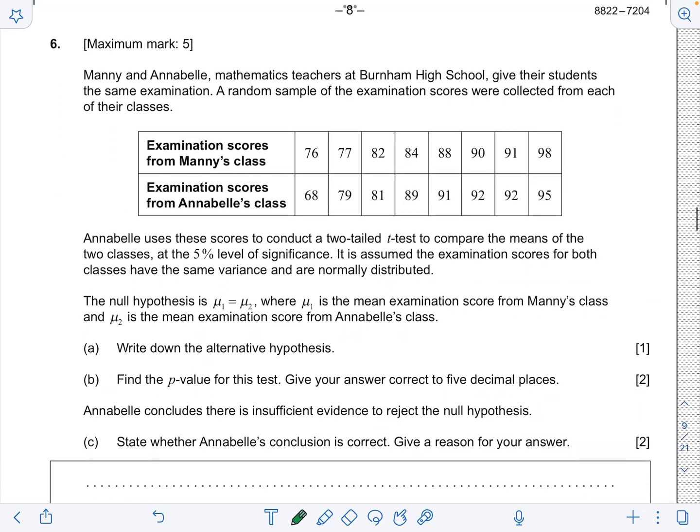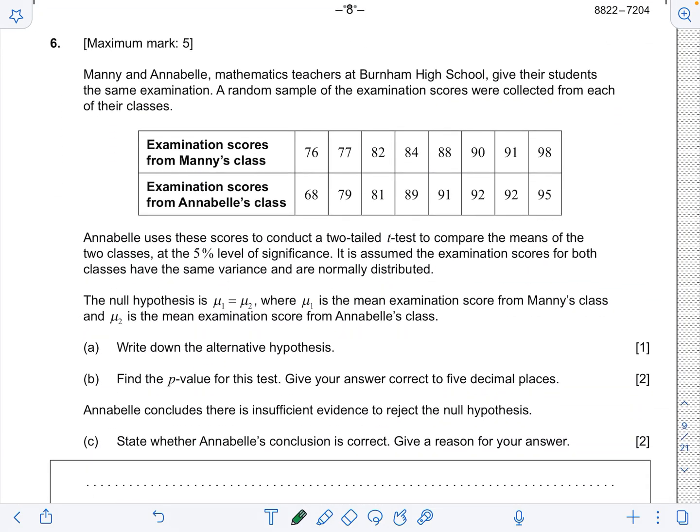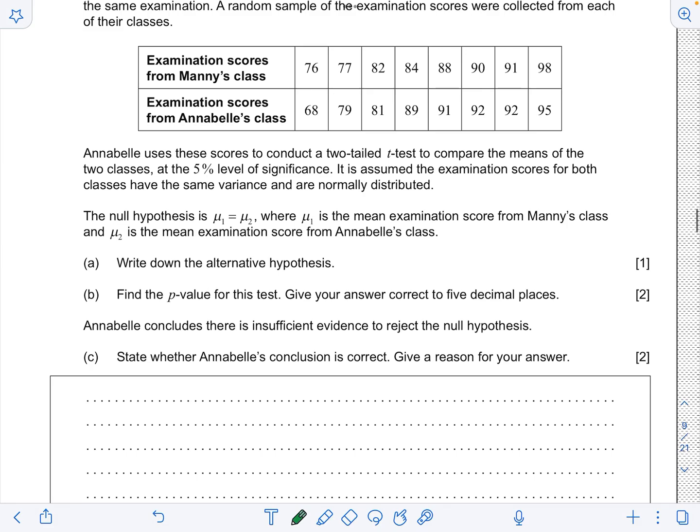Okay, number 6. We have some more hypothesis tests. This time we're asked to write the alternative hypothesis, and Annabelle uses the score to conduct a two-tailed hypothesis test to compare the means of the two classes. It just says compare. It doesn't say to find that one is bigger than the other. So since we're just comparing, we want to know if they're equal or not.